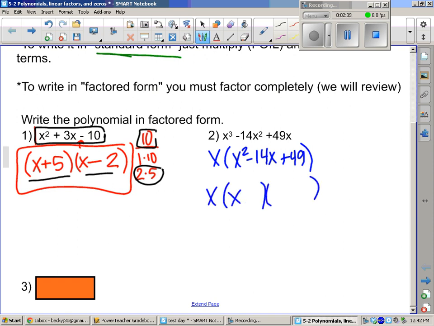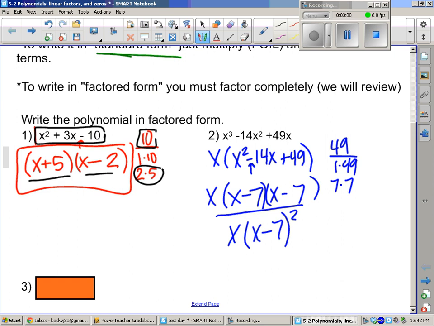Again, I've got a 1 out in front, so it's x and x. Since it's a plus, it's either plus plus or minus minus. We're choosing minus minus because of this. Factors of 49: 1 and 49, 7 and 7. Gotta be 7, 7. That makes 14. So you can actually write it like this. It's called a perfect square trinomial. And later on, we're going to talk about how this factor has a multiplicity of 2.